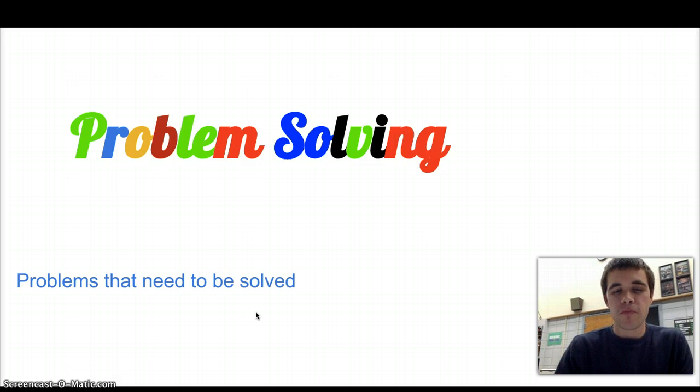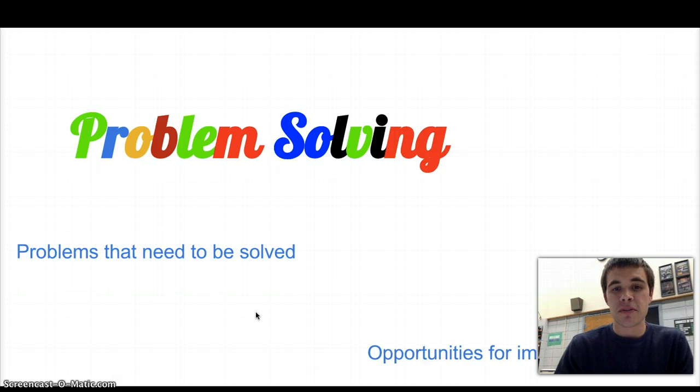And so we have two areas we're going to talk about. The first is that problems need to be solved. And the second is that there are opportunities for improvement within technology. These are two different concepts, because not everything needs to be reinvented or solved. Sometimes it's just made better. That doesn't mean a problem is necessarily solved.